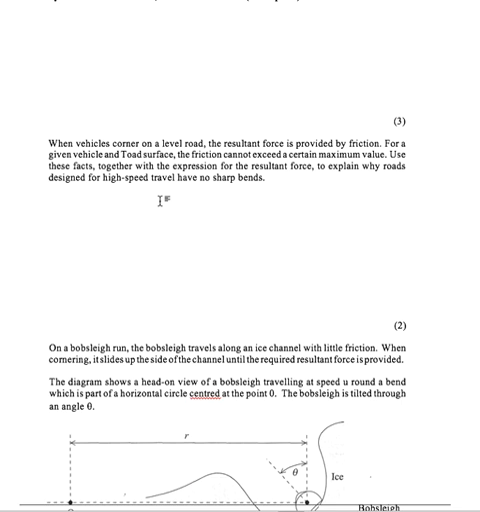So the next part then, when vehicles corner on a level road, the resultant force is provided by friction. For a given vehicle and road surface, that should say road, the friction cannot exceed a certain maximum value. Use these facts together with the expression for the resultant force to explain why roads designed for high speed travel have no sharp bends.